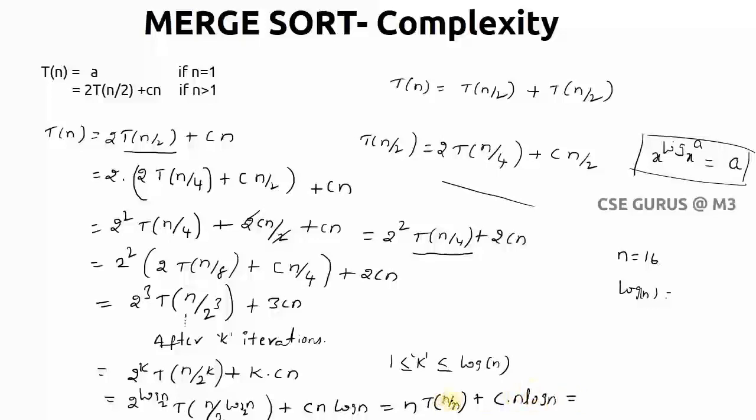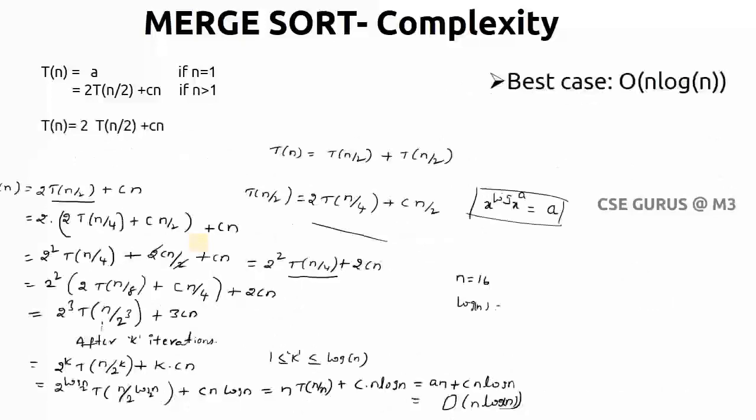Which becomes T of n by n, which is T of 1. What is T of 1? Here you can say if n equals 1, a. So it will become a into n plus c into n log n. If you see the maximum value, n is the largest, so we can say the complexity is big O of n log n. Like this we can derive it for mergesort.